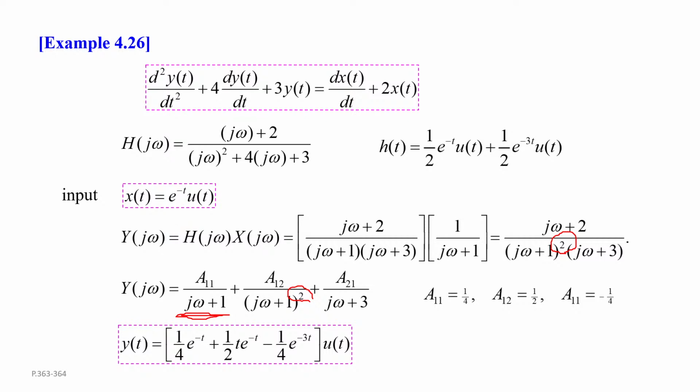And now there are 3 terms: j omega plus 1, j omega plus 1 squared, and j omega plus 3, corresponding to the 3 terms here. And then you have 3 constants here, and you can solve for them by multiplying those together and then comparing with j omega plus 2. And here we just state the result. Hopefully we didn't make a mistake.